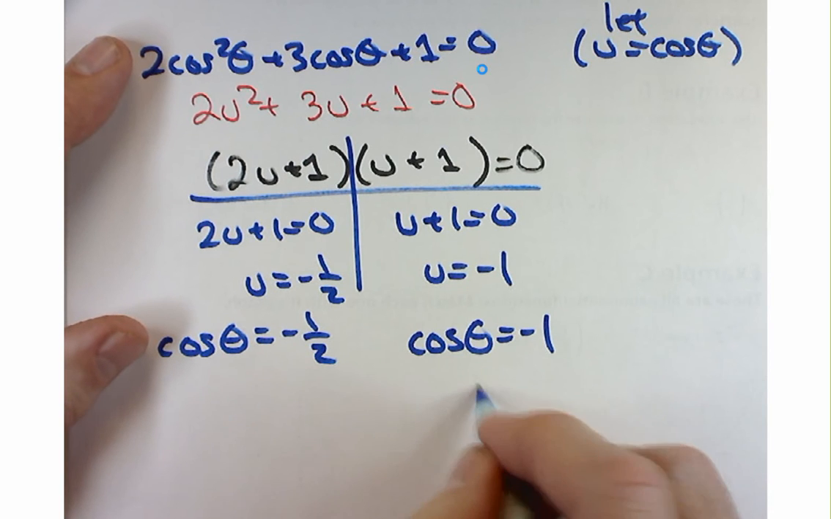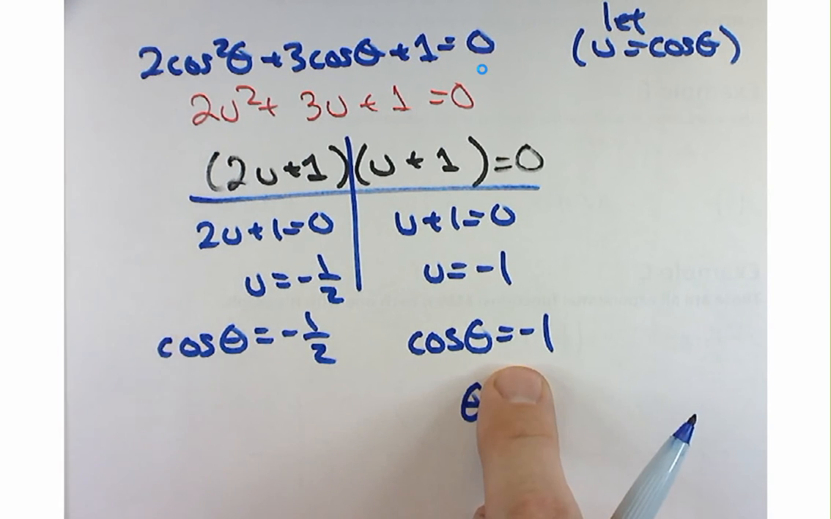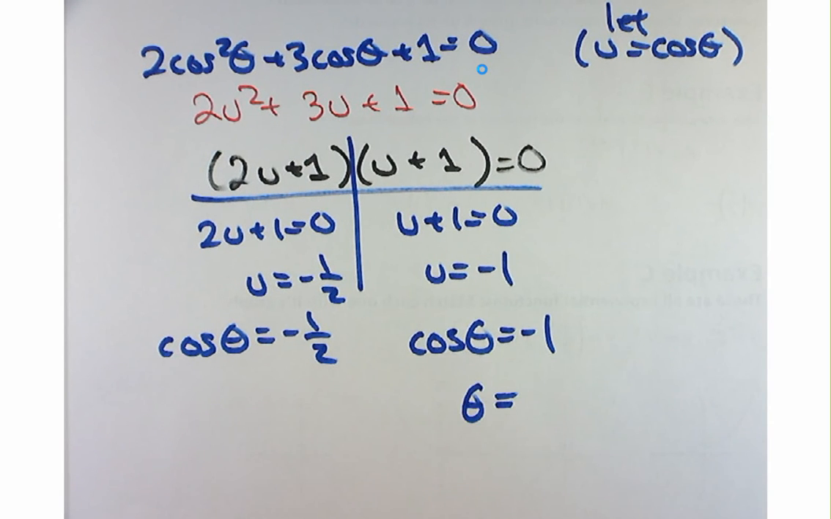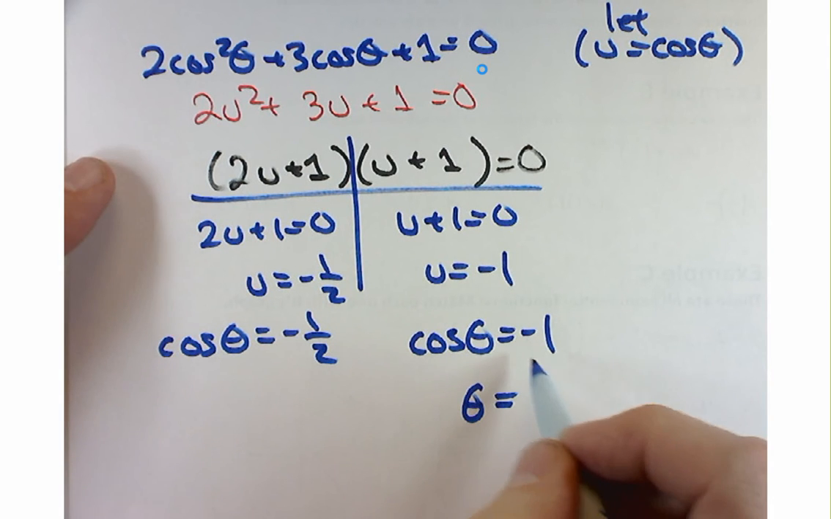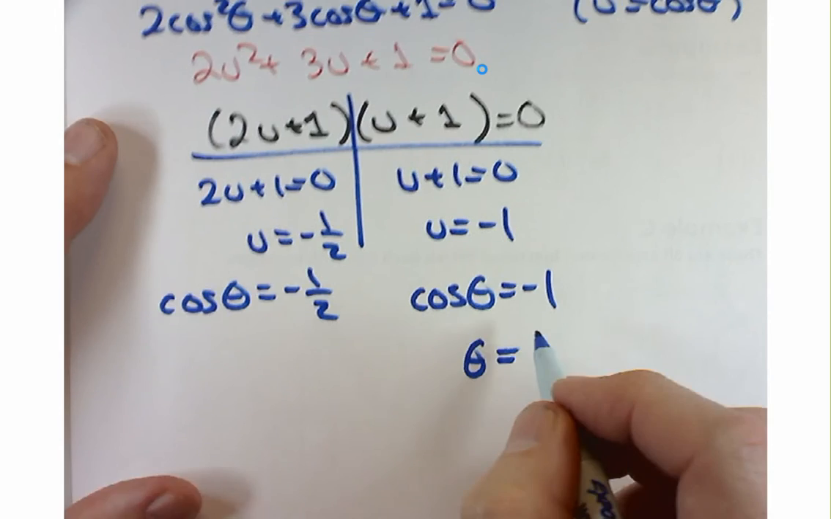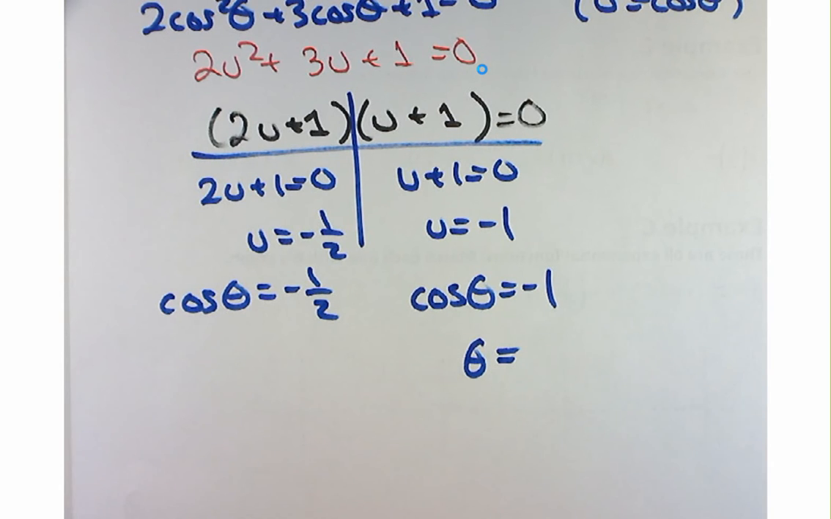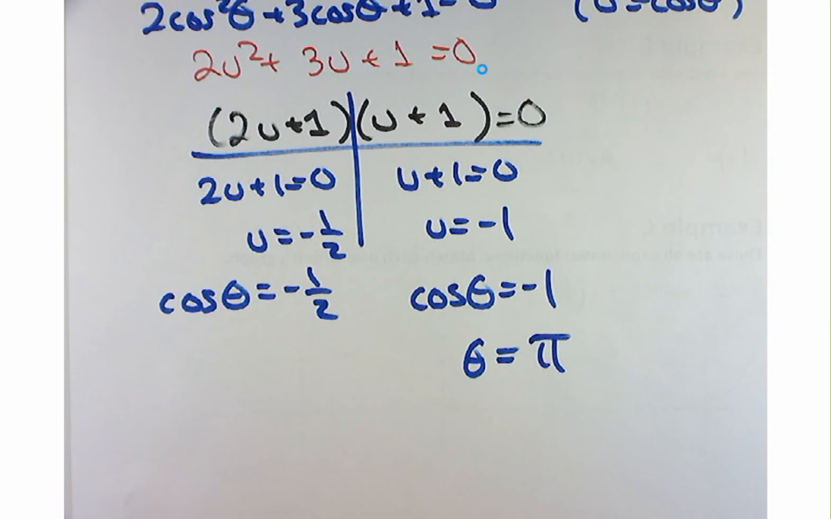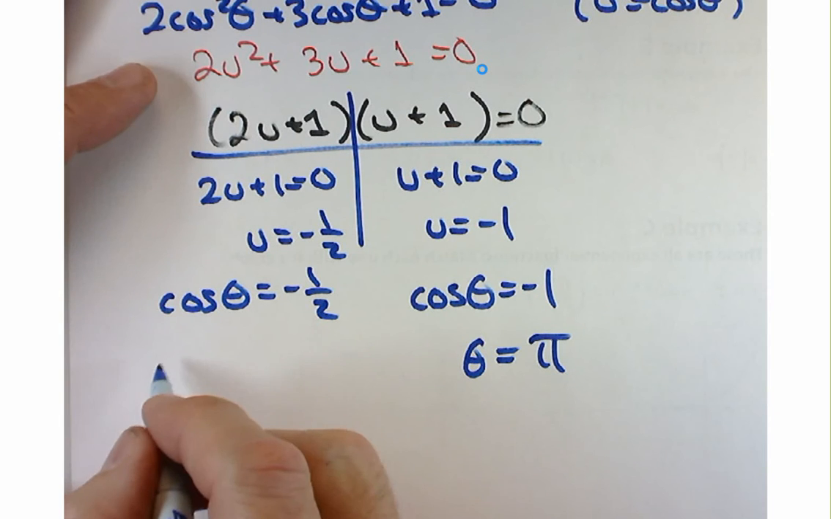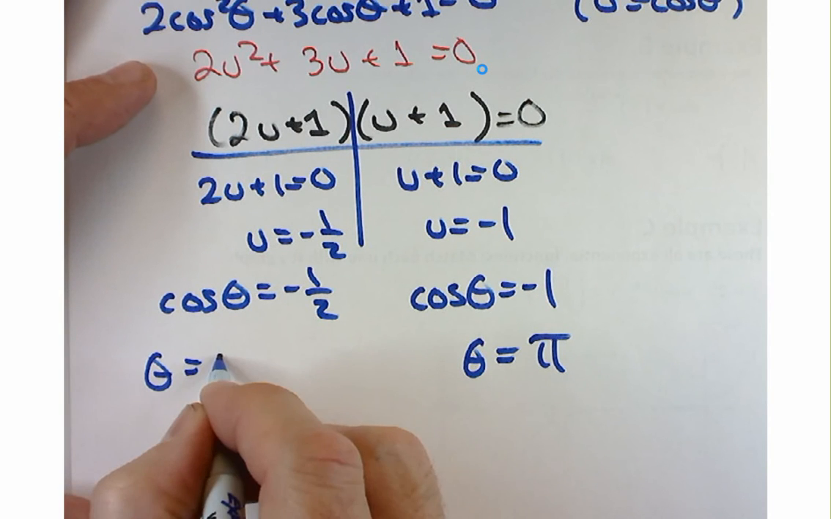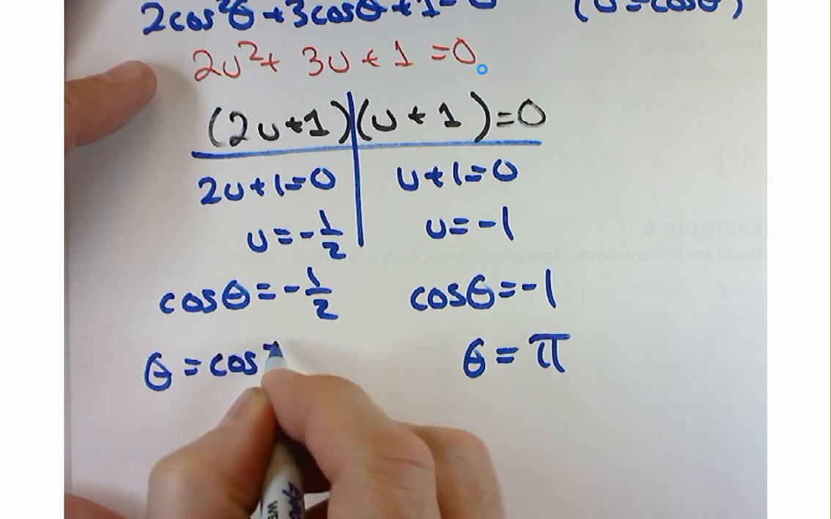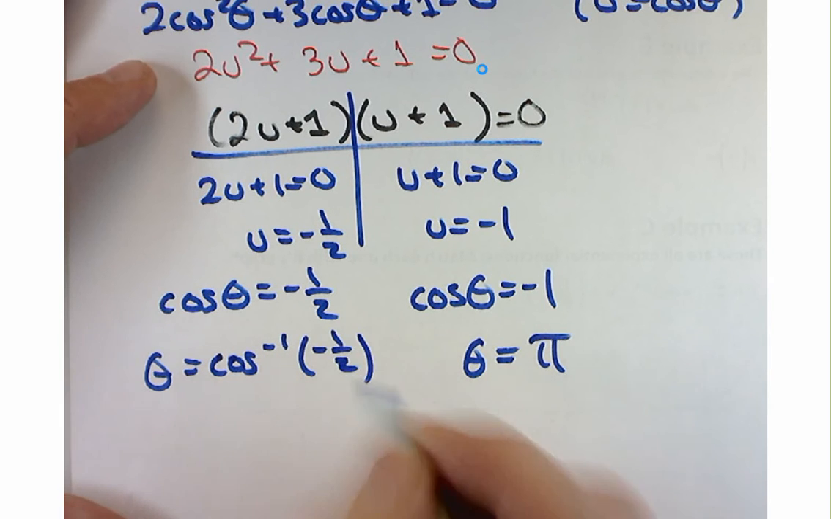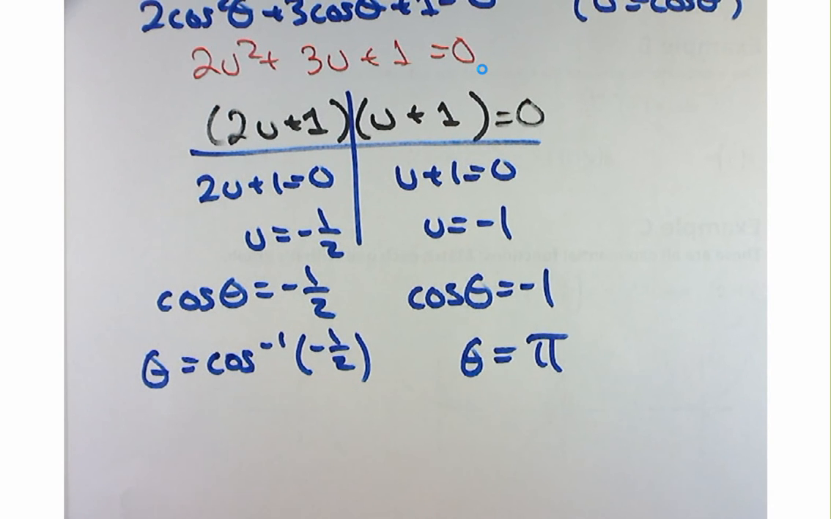This one, I hope you know. Where does the cosine reach its minimum? What angle do you have an x-coordinate of negative 1? Pi. Yay. And then the other part is theta is the inverse cosine of negative 1/2. And there's actually 2 places that have an x-coordinate of negative 1/2.